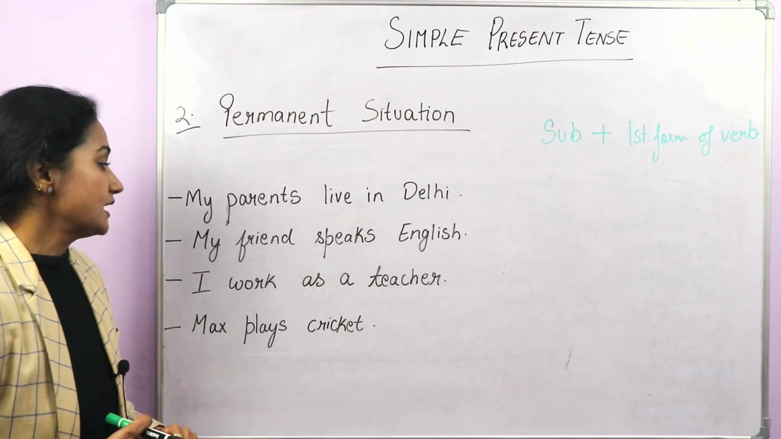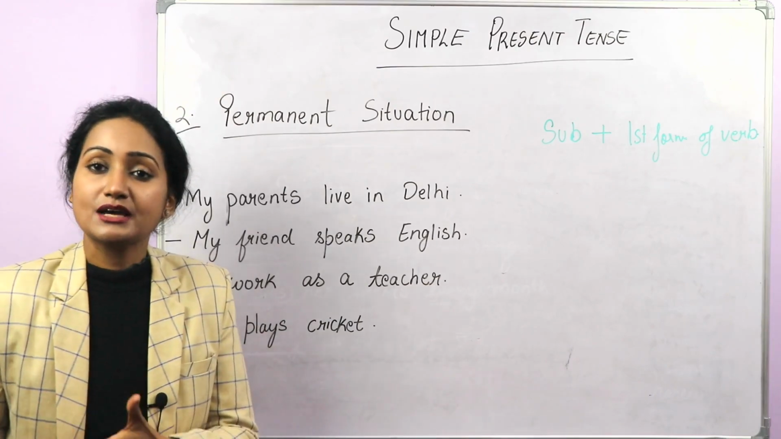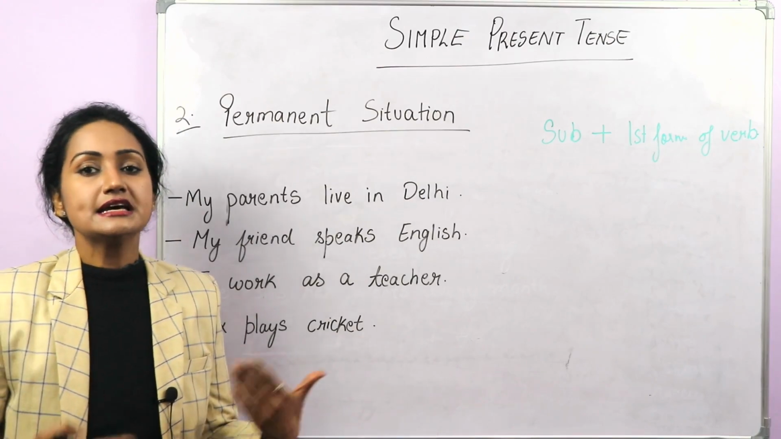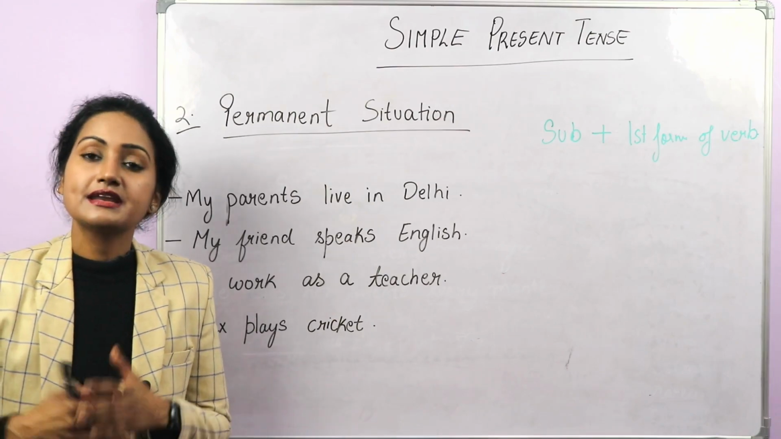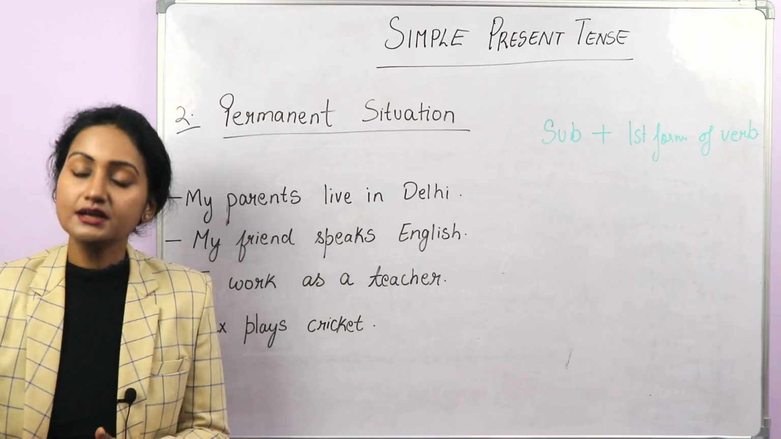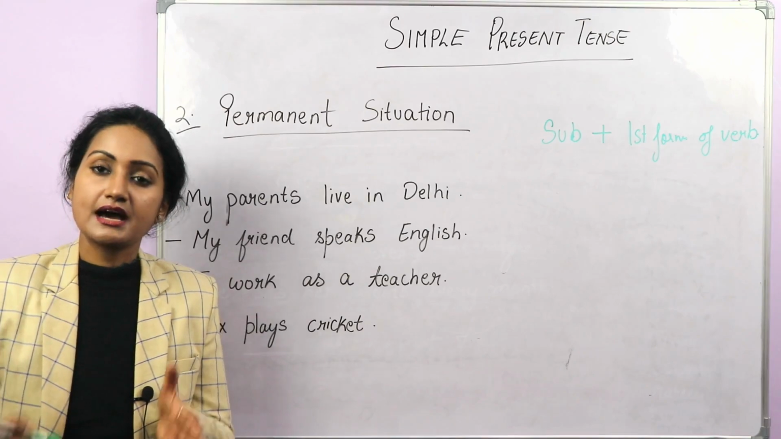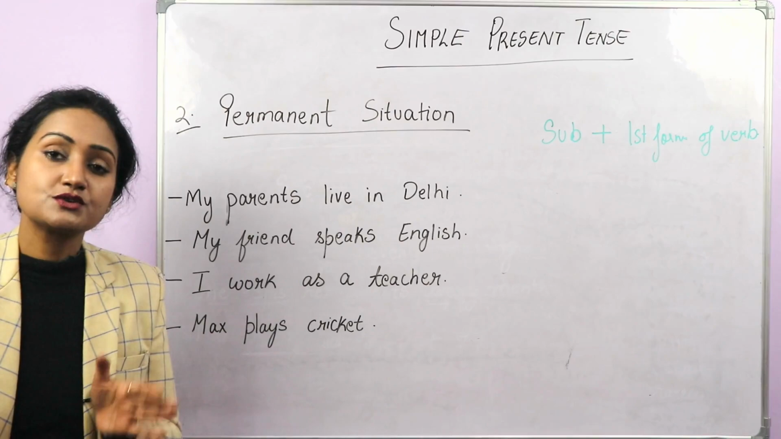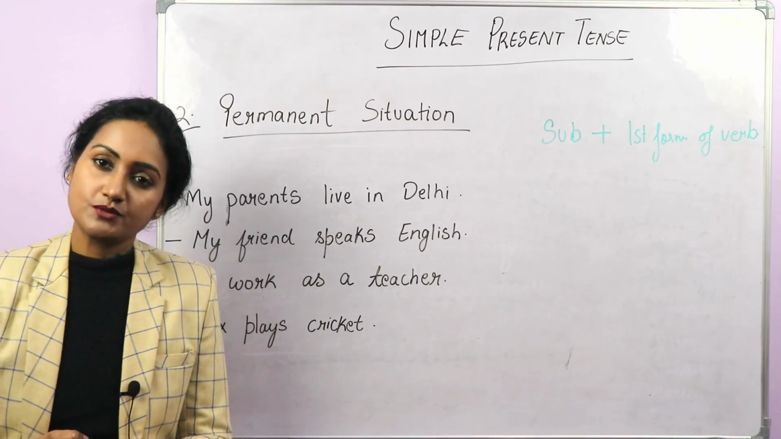Now next one is my friend speaks English. So it is my friend's language, so he speaks English. Again a permanent situation, that's why we have used simple present tense. Next one is I work as a teacher. When I say I work as a teacher, it sounds like a permanent situation. If I say I am working as a teacher, it is a temporary situation. I am working as a teacher for 2 months, for 5 months, like this.